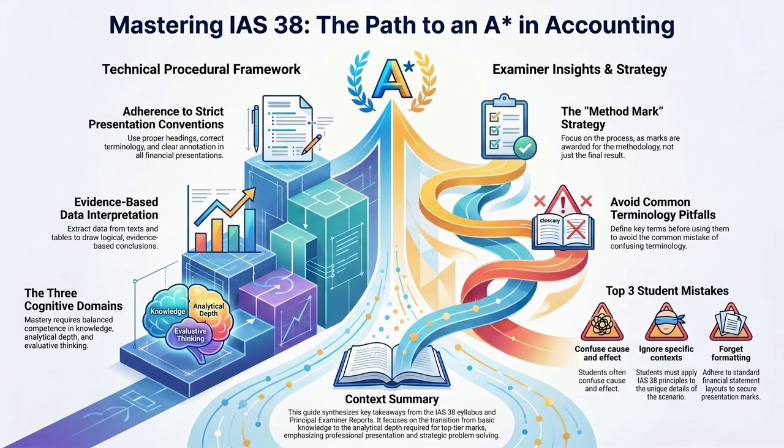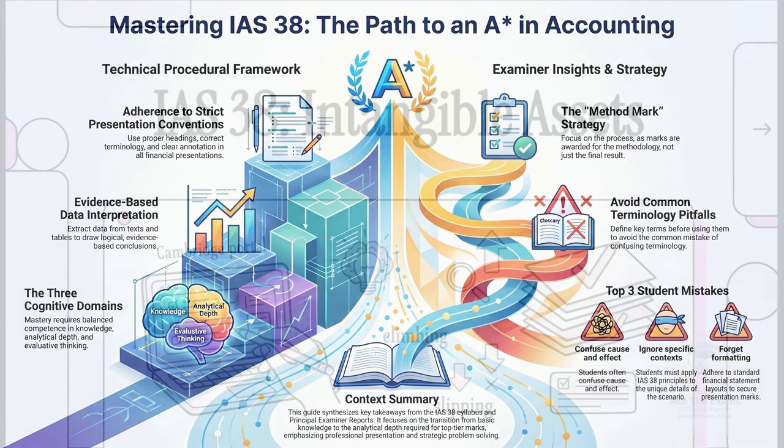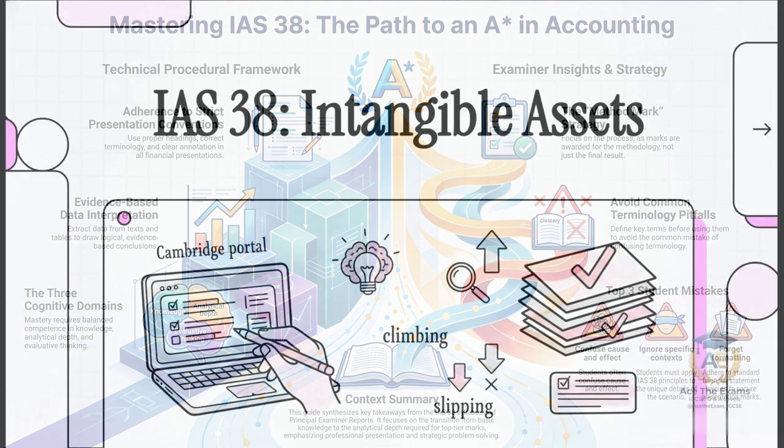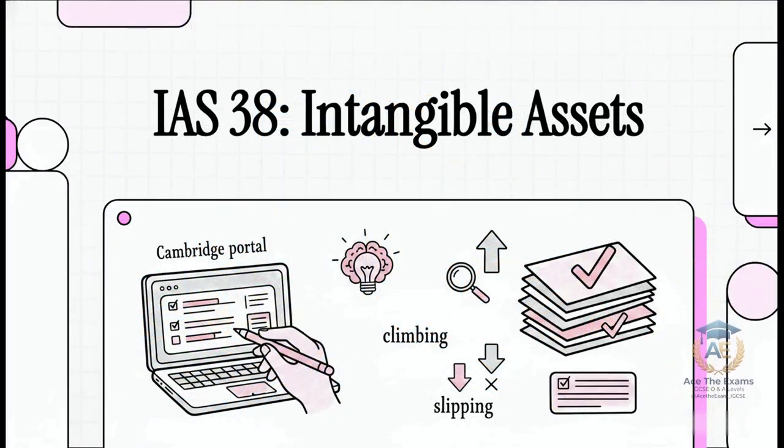Welcome to this explainer. Look, I'm going to be completely honest with you right out of the gate. The difference between a frustratingly close B and a highly coveted, life-changing A star in Cambridge IAS and A-level accounting almost always comes down to how you handle one exceptionally tricky standard. I'm talking about IAS 38, Intangible Assets.